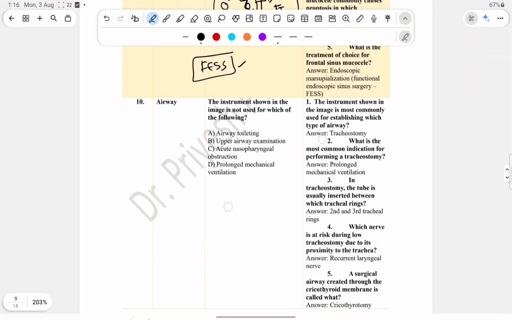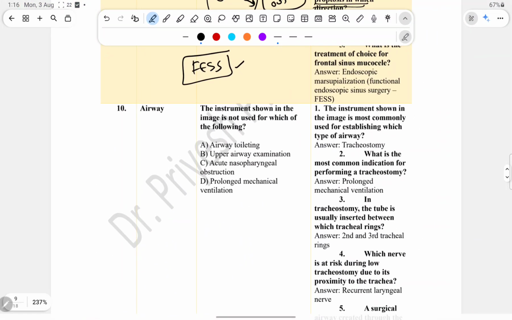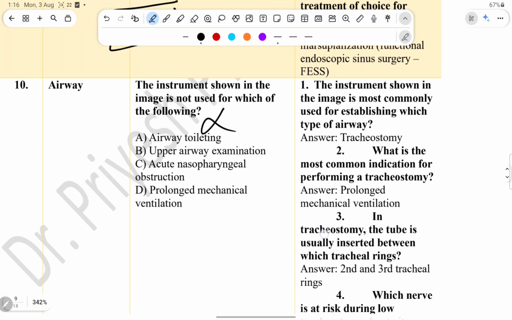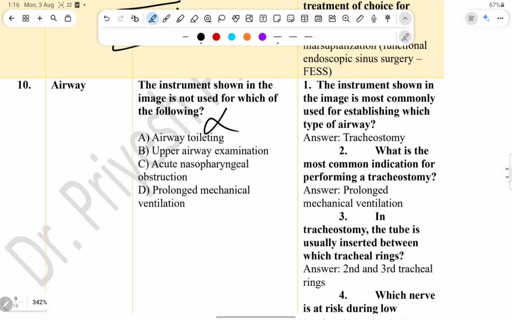Okay, next, the last question. The instrument shown in the image is not used in which of the following? The instrument is not shown, so we cannot do this question.